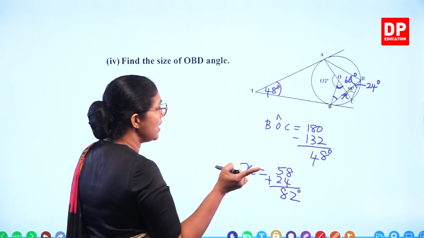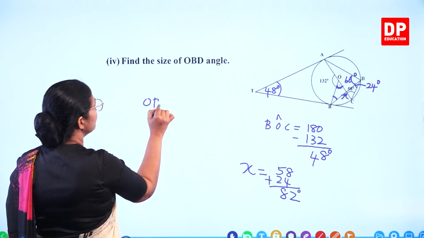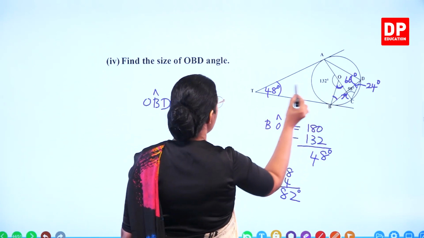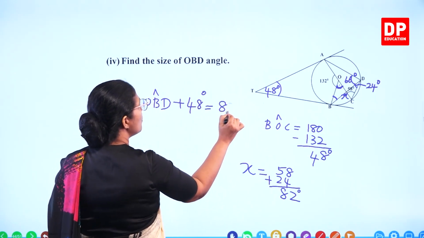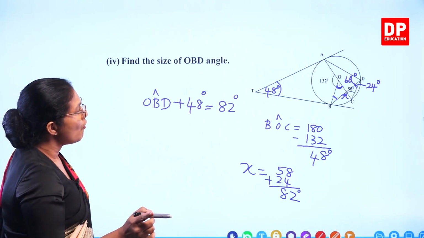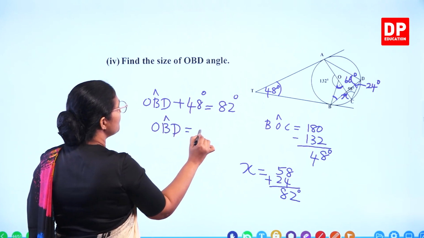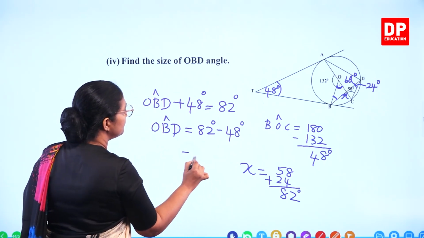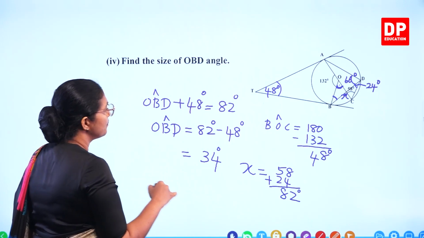This 82 is the same as these two angles. So we can create an equation: OBD plus 48 degrees should be equal to 82. The exterior angle is equal to the sum of the opposite angles. So OBD is equal to 82 minus 48. 34 degrees.